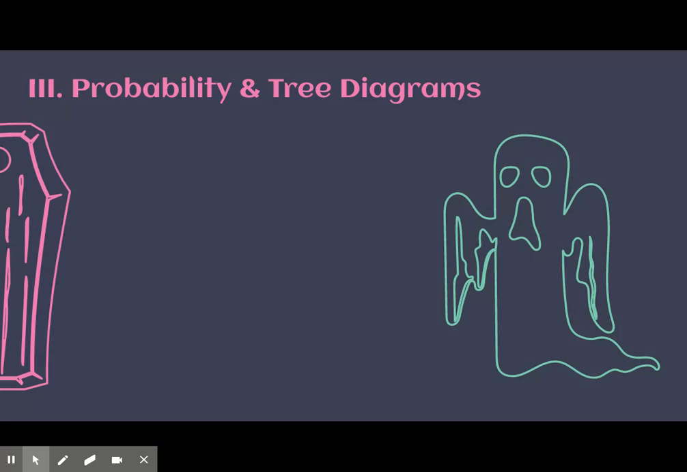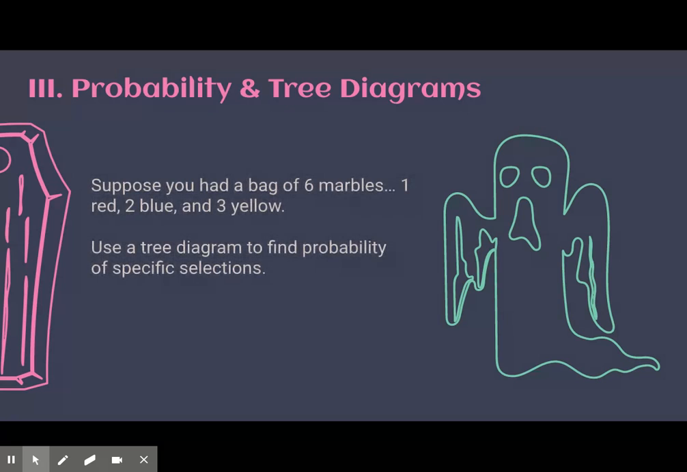Okay, so take a look at your notes. It wouldn't be a probability chapter if there wasn't a bag of marbles somewhere, somehow. So we have a bag of marbles. It has 6 in it, 1 red, 2 blue, and 3 yellow. And we're going to use a tree diagram to find the probability of specific selections, taking 3 marbles out of the bag.